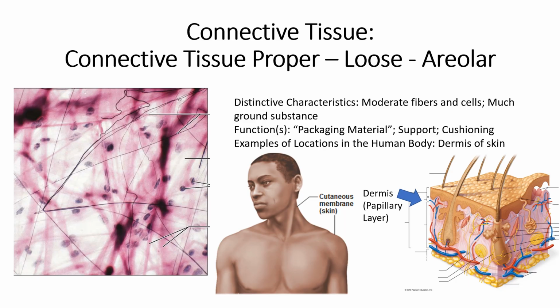So where I have this blue arrow pointing to that very top part of the connective tissue that's directly adjacent to and underneath the epithelial tissue, that top layer of connective tissue is your areolar connective tissue. All right, so it's providing cushioning and support to the epithelial tissue above it.